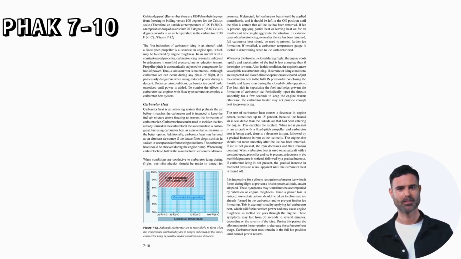To combat the effects of carburetor ice, engines with float-type carburetors employ a carburetor heat system. Carburetor heat. Carburetor heat is an anti-icing system that preheats the air before it reaches the carburetor and is intended to keep the fuel-air mixture above freezing to prevent the formation of carburetor ice. Carburetor heat can be used to melt ice that has already formed in the carburetor if the accumulation is not too great, but using carburetor heat as a preventative measure is the better option.